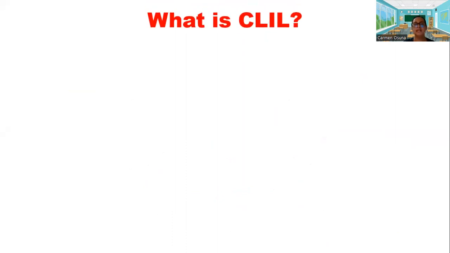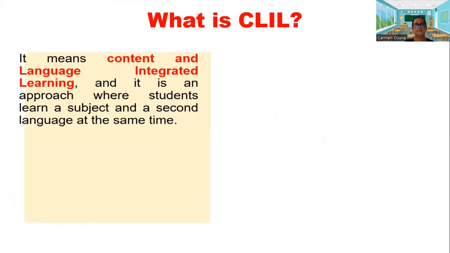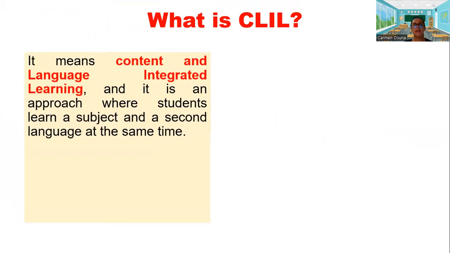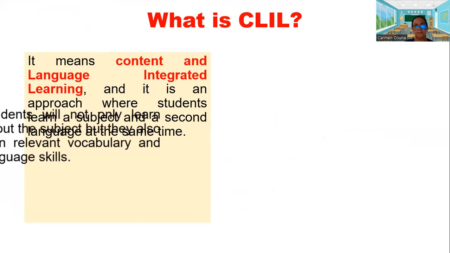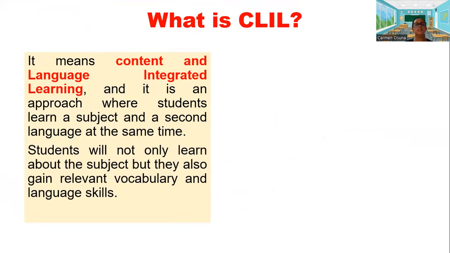What is CLIL? It means content and language integrated learning, and it is an approach where students learn a subject and a second language at the same time. A student will not only learn about the subject, but they also gain relevant vocabulary and language skills. This helps students to learn content and language at the same time.